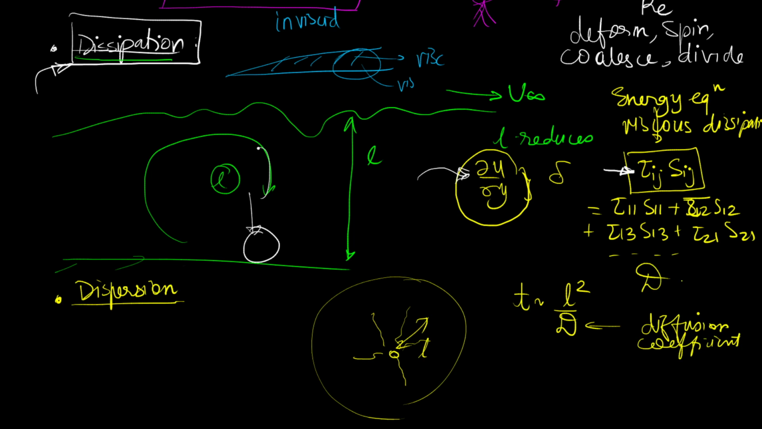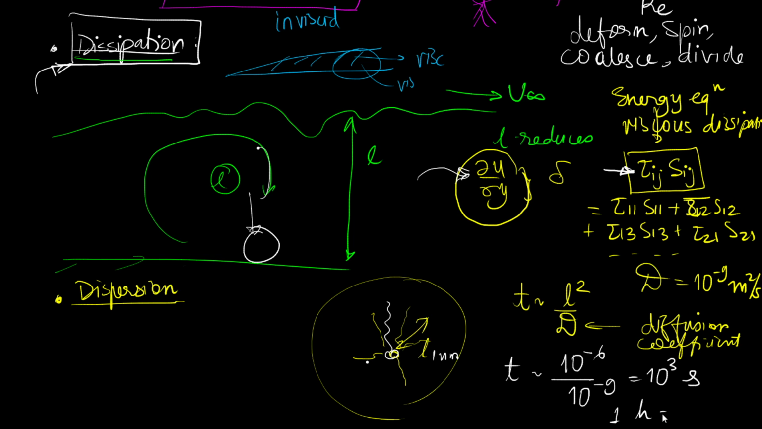So the diffusion coefficient is typically 10 to the power minus 9 meter square per second. So suppose L is 1 mm. So the time taken for a particle to diffuse over a distance of 1 mm will be 10 to the power minus 6 upon 10 to the power minus 9, which is 10 to the power 3 seconds. So 1 hour is 3600 seconds. So go do the math. So just to diffuse over 1 mm, it would take a huge amount of time.